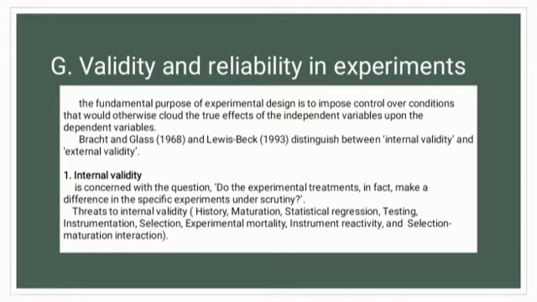According to Campbell and Stanley (1963) and Lewis-Beck (1993), we distinguish between internal validity and external validity. Internal validity is concerned with the question: do the experimental treatments in fact make a difference in the specific experiments under scrutiny? Threats to internal validity: history, maturation, statistical regression, testing, instrumentation, selection, instrument reactivity, and selection-maturation interaction.